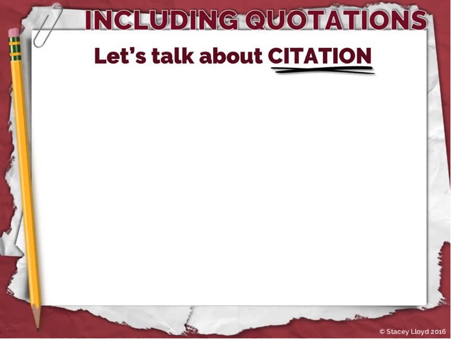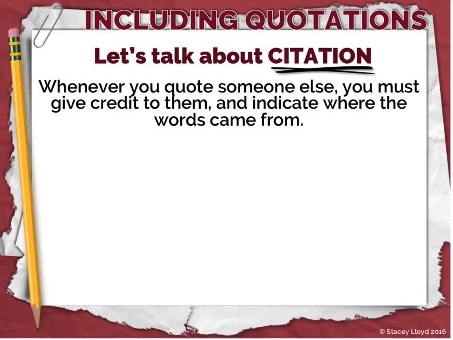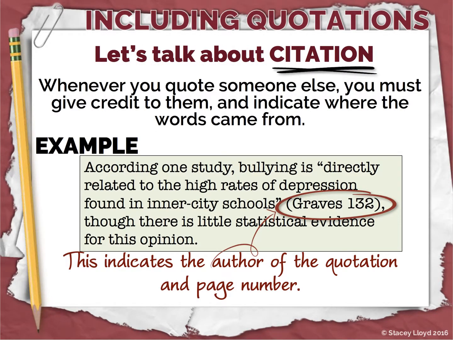Let's talk about citations. Whenever you quote someone else, you must give credit to them and indicate where the words came from. For example, according to one study, bullying is, quote, directly related to the high rates of depression found in inner city schools, end quote, open parentheses, Graves, which is the author's last name, 132, which is the page number of where the quote was found, close parentheses, comma, though there is little statistical evidence for this opinion. So you're indicating in the parentheses the author of the quotation and the page number.